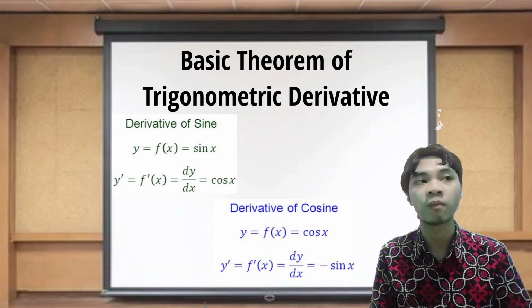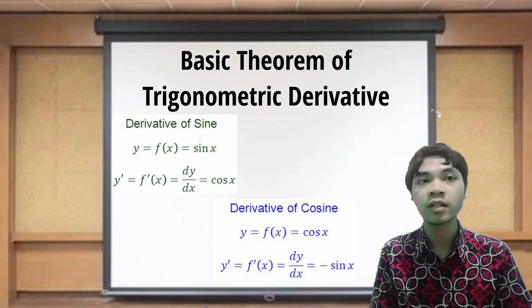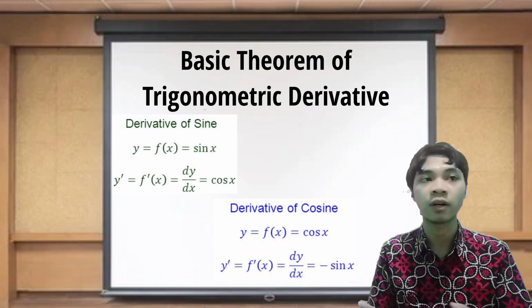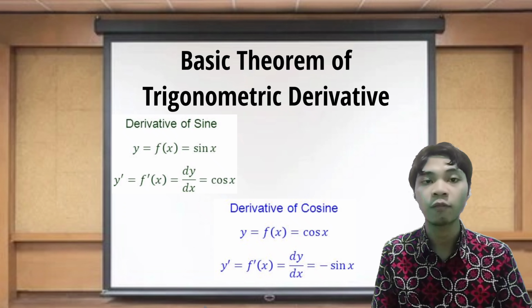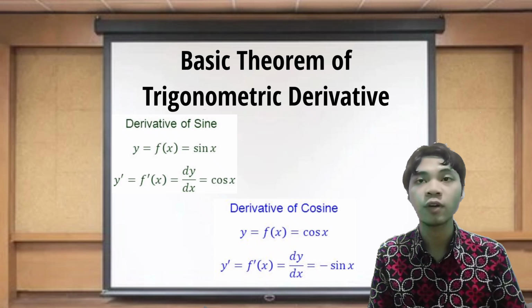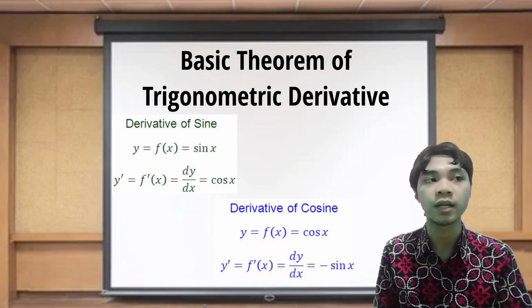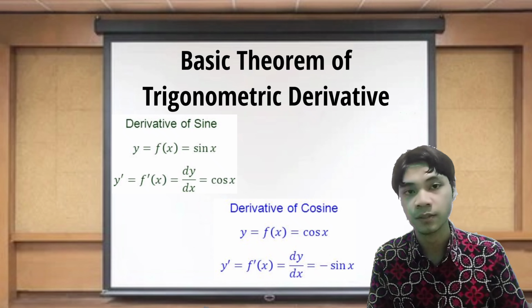Okay, the next is basic theorem of trigonometric derivative. There are 2 basic theorems: the derivative of sine and the derivative of cosine. If we have sine x, the derivative of sine x is cos x. And if we have cos x, the derivative of cos x is minus sine x.